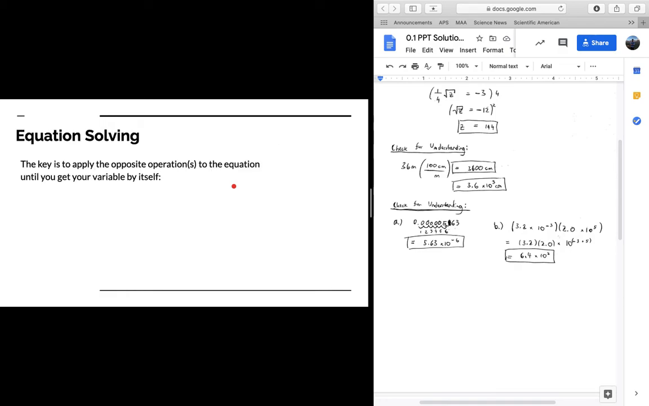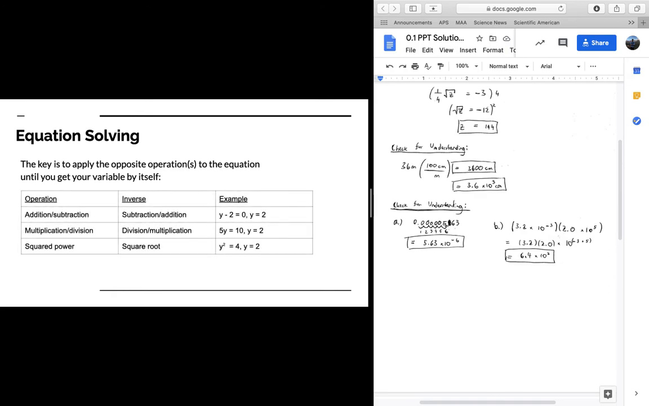Lastly, we would focus on equation solving. The key to equation solving is that we're going to apply the opposite operation to the equation until you get your variable by itself. The way that I prefer to do this in terms of hierarchy of operations is actually to run in reverse of PEMDAS. PEMDAS is used to simplify expressions, whereas the reverse can be used to isolate expressions.